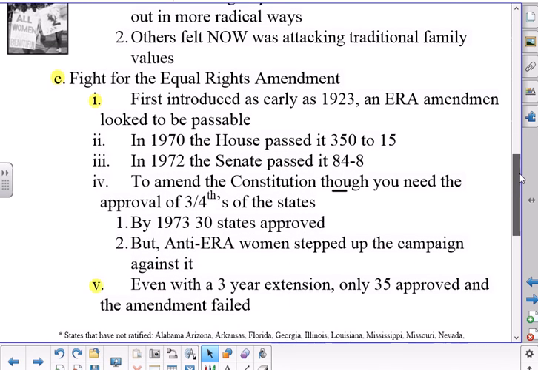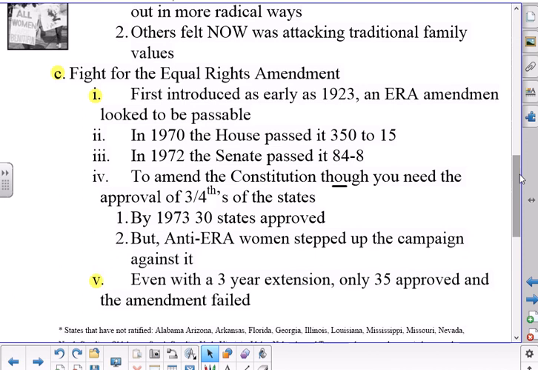First introduced in 1923. In the 70s, it actually looked like it was going to pass. In the 70s, it passed the House 350 to 15. In 72, it passed the Senate 84 to 8. You don't have to know these years or these numbers. And then once it passes the House and the Senate, any amendment then has to pass 3/4 of the states. So in today's 50 state United States, that means you've got to pass 38 states.